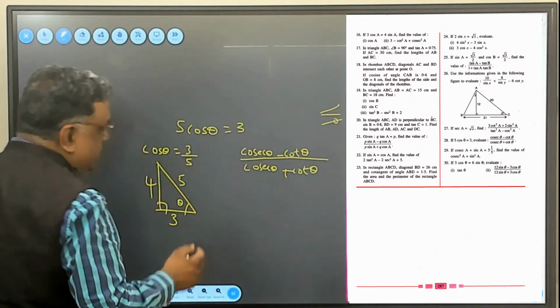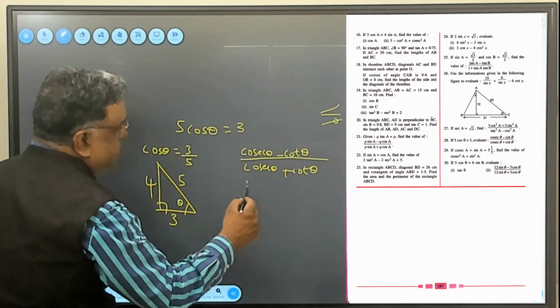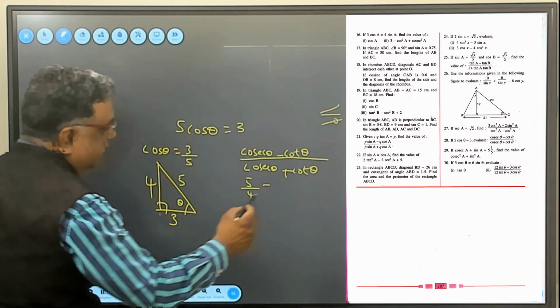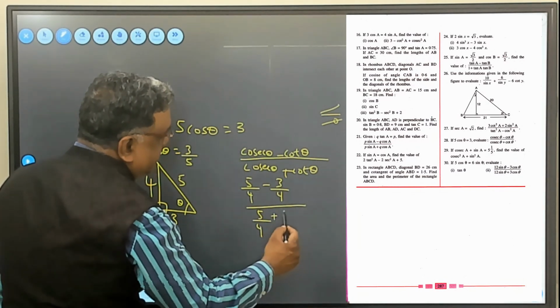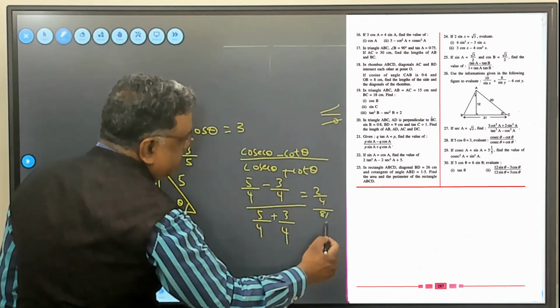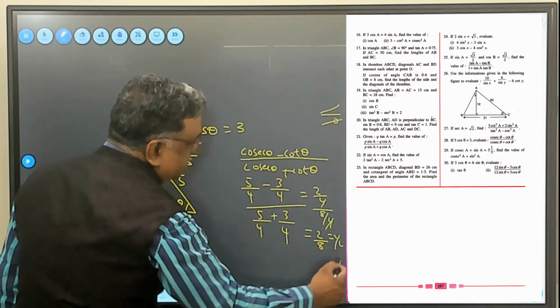Now cosec theta, what is cosec theta? Cosec theta is hypotenuse upon opposite, so this will become 5 by 4. And what is cot theta? Adjacent upon opposite, which is 3 by 4. And here it is 5 by 4 plus 3 by 4. So here it will be 2 by 4 upon 8 by 4. 4 will get cancelled. 2 by 8, which is 1 by 4 is the answer. Okay.